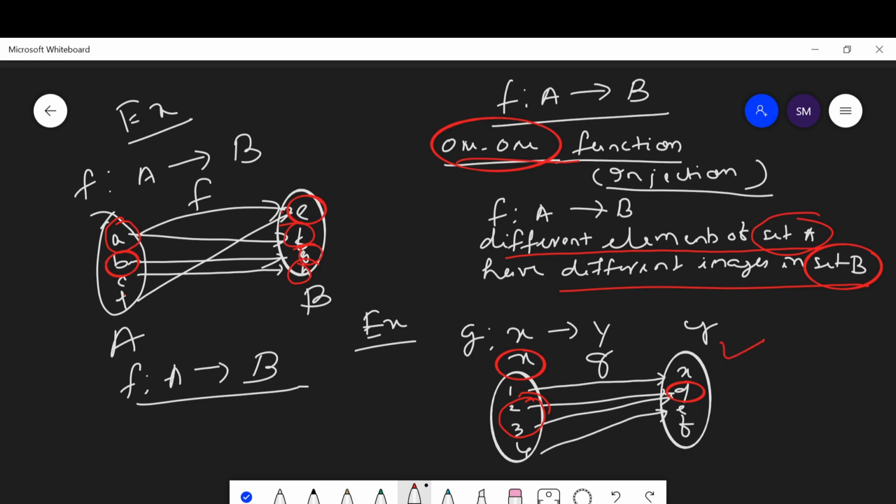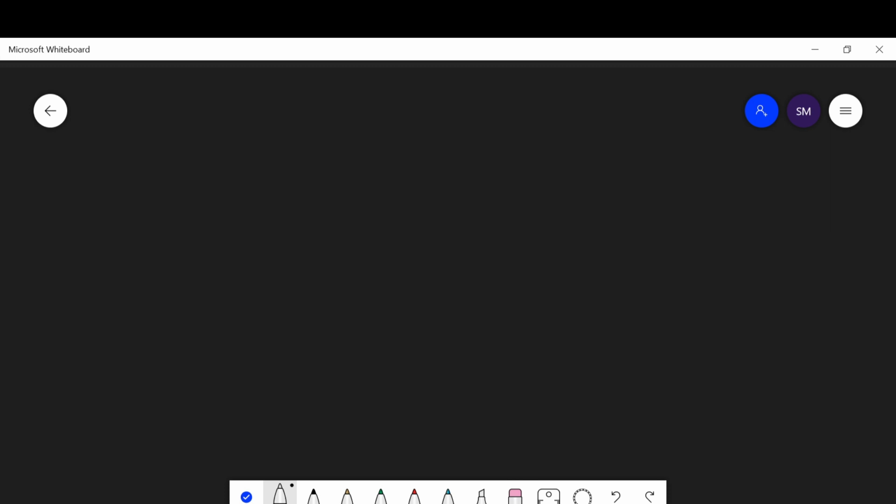Both 2 and 3 have the same image D in set Y. Hence this is not a 1-1 function, or injection function. Now you better understand. Now let us discuss another example for 1-1 functions.